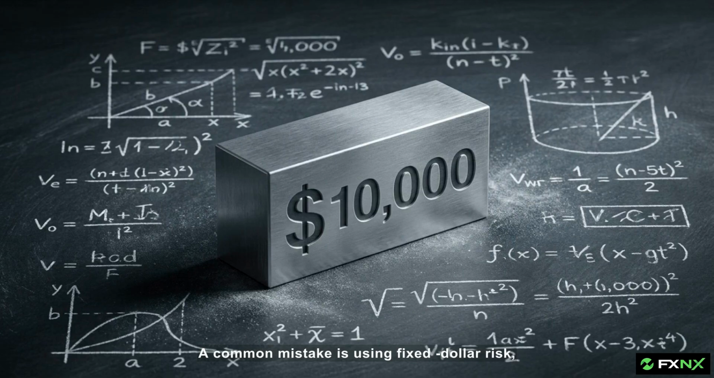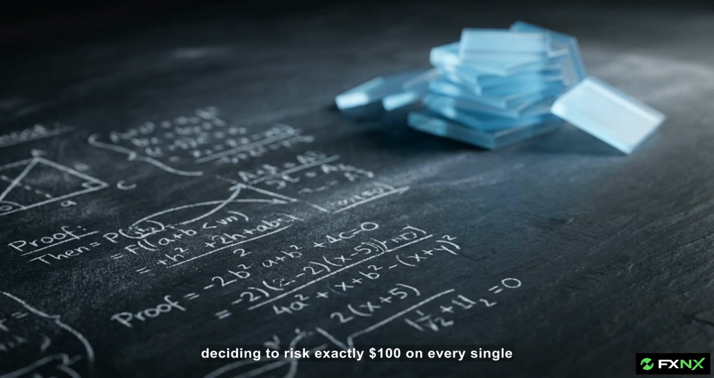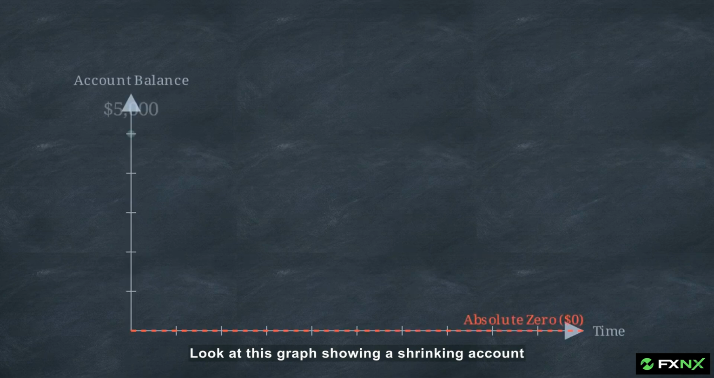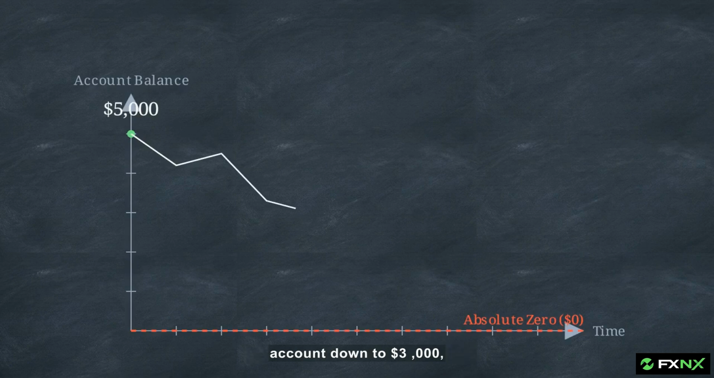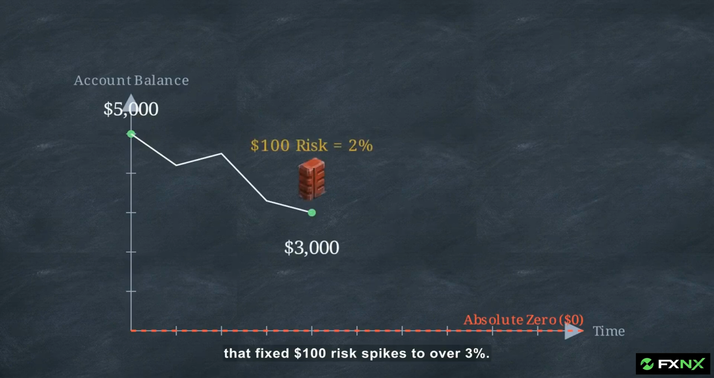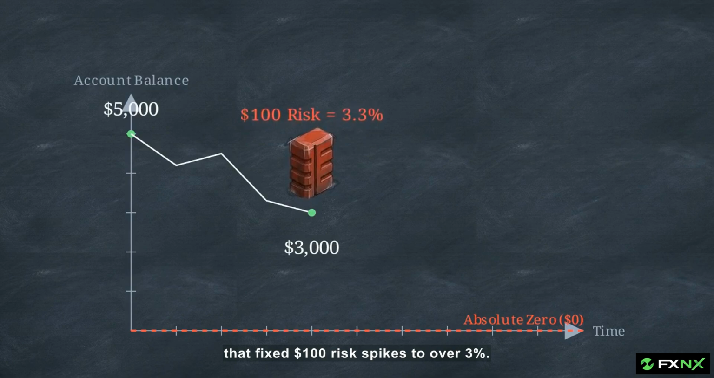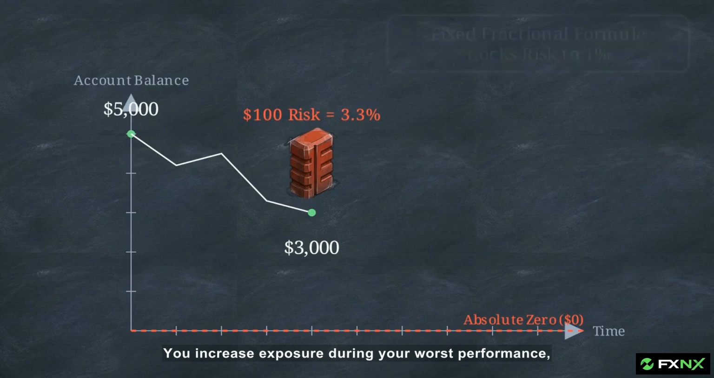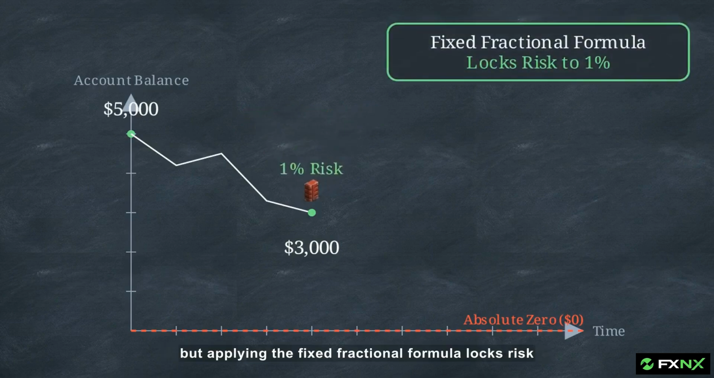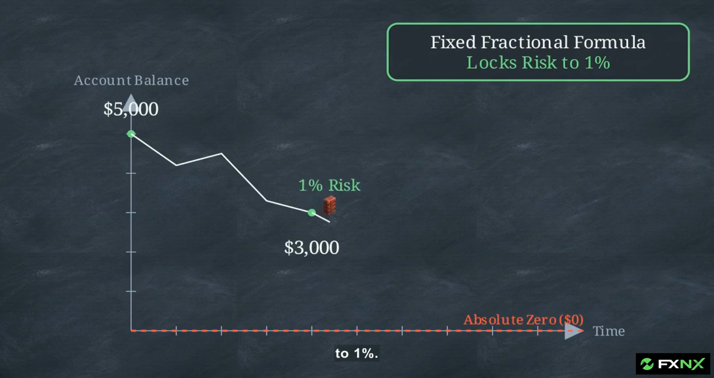A common mistake is using fixed dollar risk, deciding to risk exactly $100 on every single trade, regardless of the available account balance. Look at this graph showing a shrinking account balance. If a losing streak drops a $5,000 account down to $3,000, that fixed $100 risk spikes to over 3%. You increase exposure during your worst performance, but applying the fixed fractional formula locks risk to 1%.